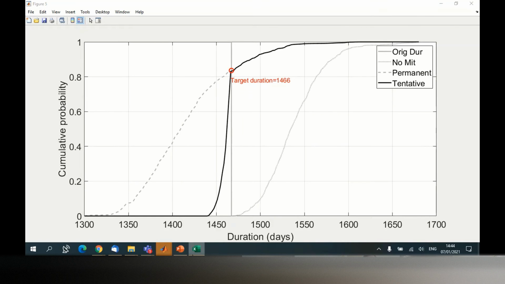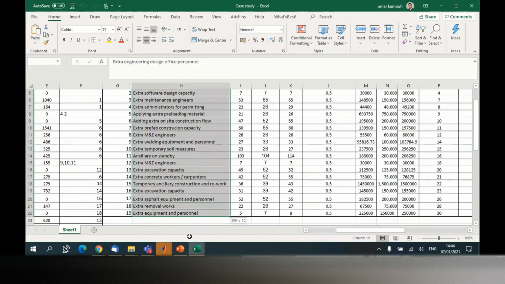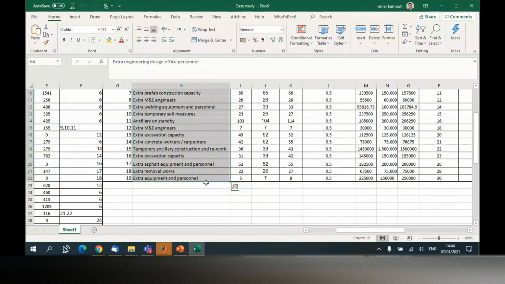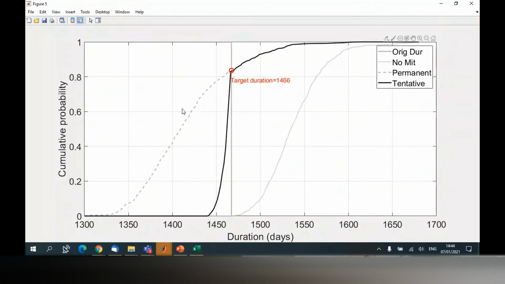So for example, you tell the software, well, apply all of them. I don't want to optimize. Just do it for me. Apply all of them and let's see the results. So if you apply all of the mitigation measures, you are going to end up with this curve. Okay?